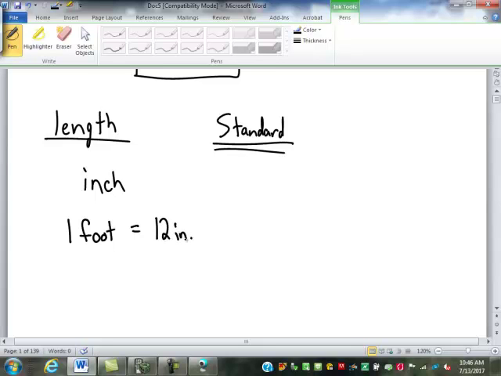Now, when this measurement originally started, there wasn't 12 inches in a foot. In fact, there was no relationship between feet and inches. They were used for totally separate things. Inches were used for measuring smaller things. Feet were used for measuring larger things. They didn't convert between them at all. There was no conversion between them.